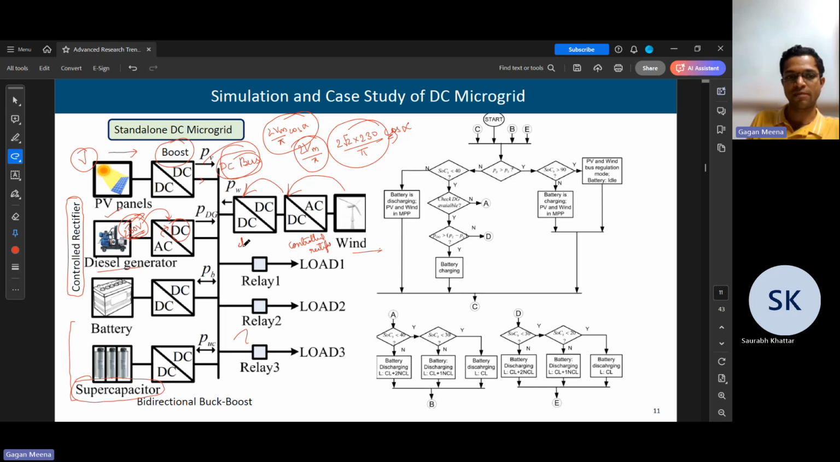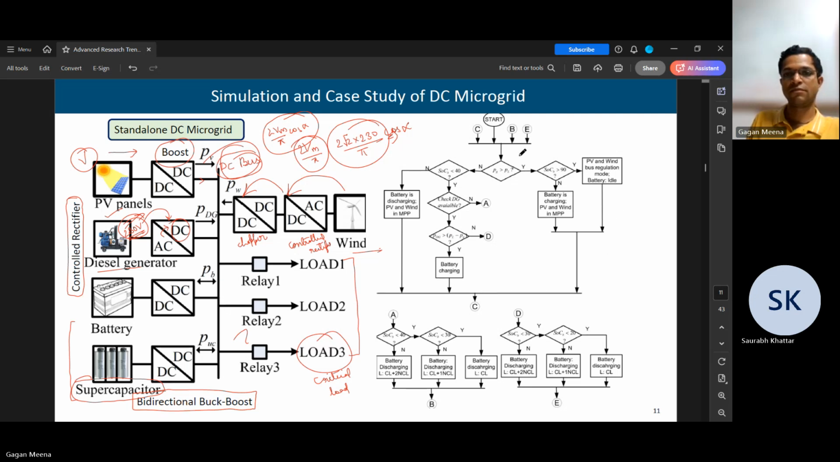And here we have a chopper. And we have three loads, out of which one is a critical load, which has to be met at any cost, and the other two are non-critical loads. And this battery and supercapacitor are connected to this DC bus via a bidirectional buck-boost converter. Here, this philosophy is also similar to what we have seen in the AC microgrid.